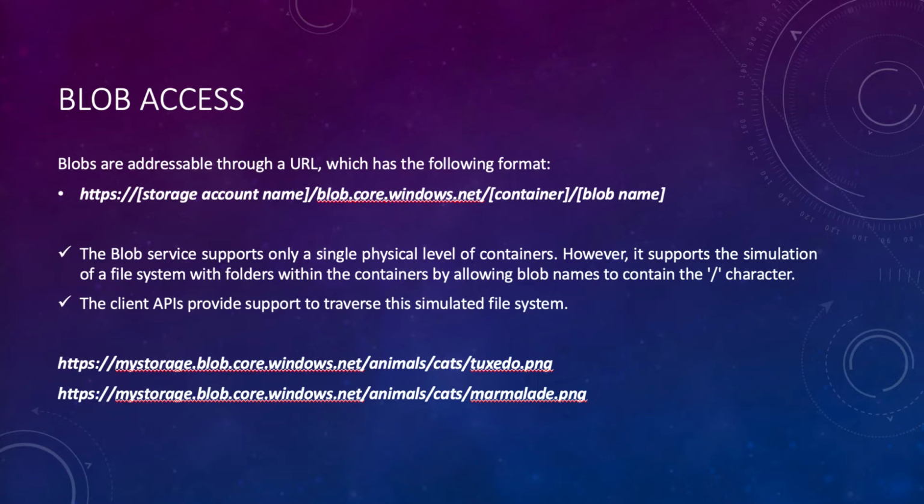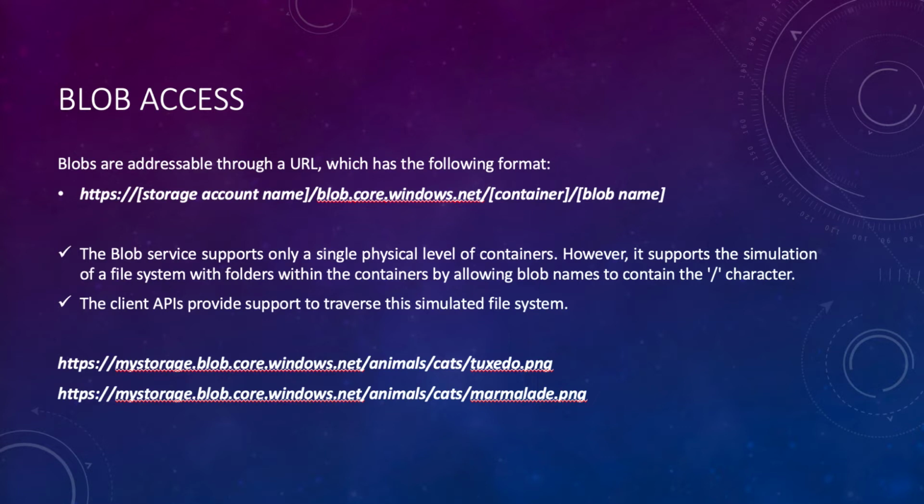The URL would include the entire blob name, including a subfolder, and it will be ending up like this. So as you can see, the first one is addressing the tuxedo name, and the second one is accessing the marmalade name. Both are the cats, both are within the animals, and in actuality, they physically are not in that hierarchy, but it is abstracted to the hierarchy.